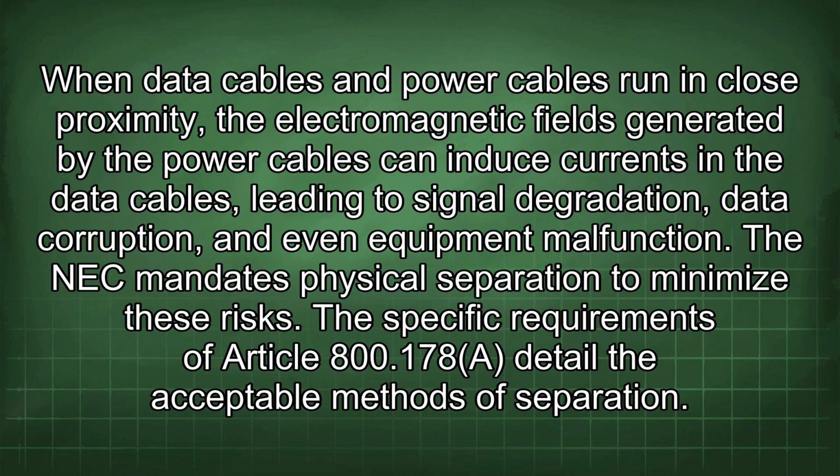When data cables and power cables run in close proximity, the electromagnetic fields generated by the power cables can induce currents in the data cables, leading to signal degradation, data corruption, and even equipment malfunction. The NEC mandates physical separation to minimize these risks. The specific requirements of Article 800.178 detail the acceptable methods of separation.